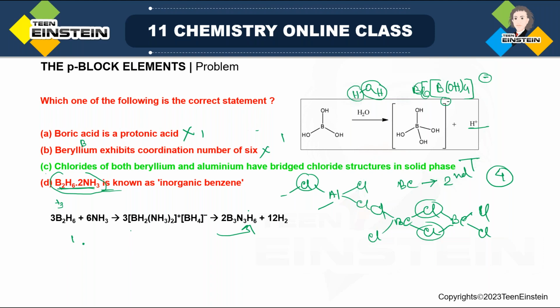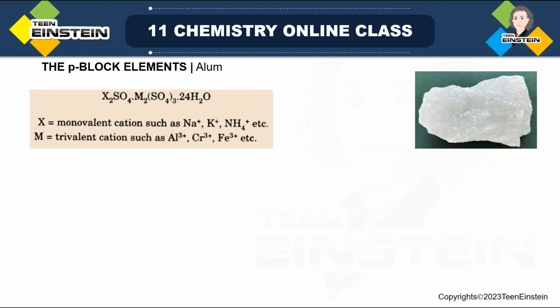Okay, so we have finished AlCl3, that is aluminium chloride. Now we will start alum. Now before going to the actual discussion of alum, first we have to know double salt.